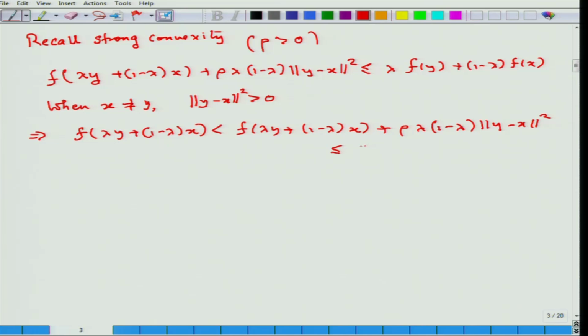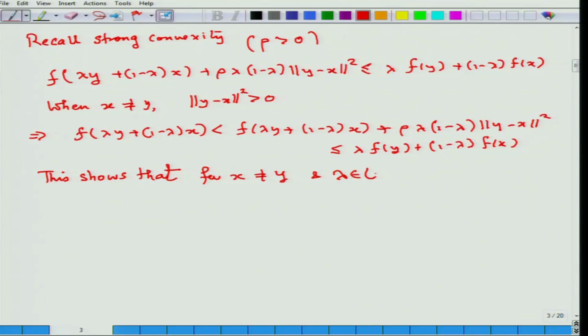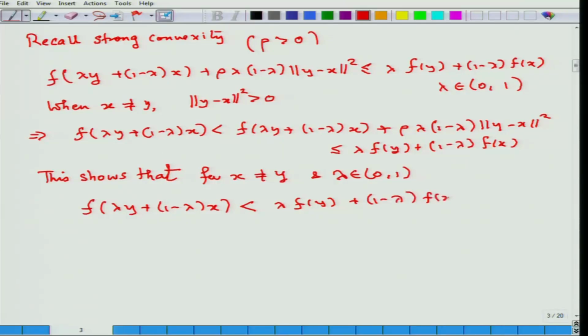So, this shows that for x not equal to y, and lambda in 0 1, this whole thing is positive actually. f of lambda y plus 1 minus lambda x is strictly less than lambda f y plus 1 minus lambda f x. So, this means that every strongly convex function is strictly convex.